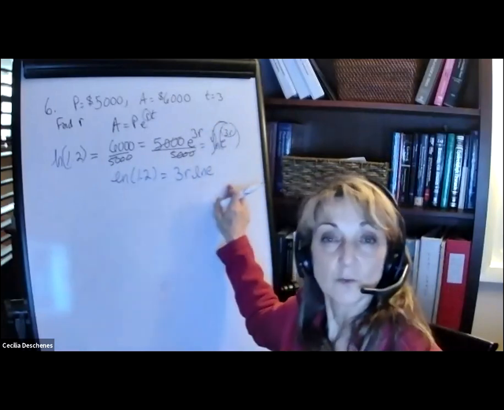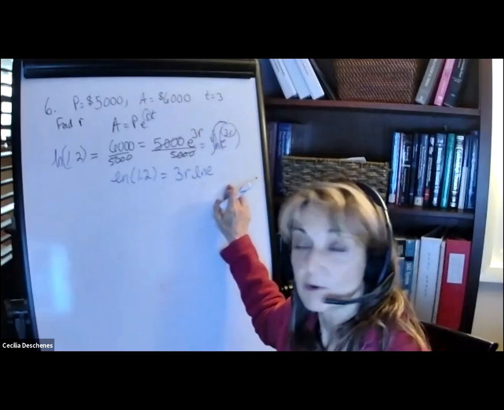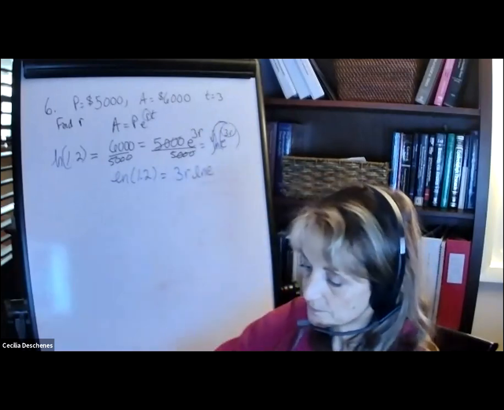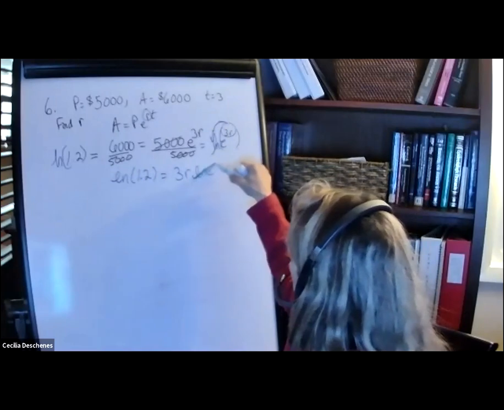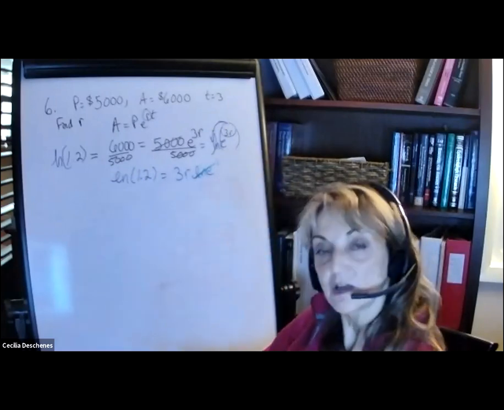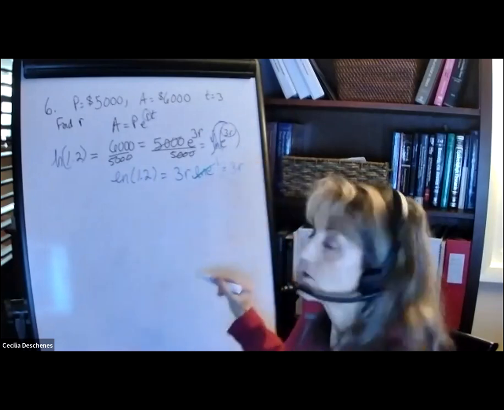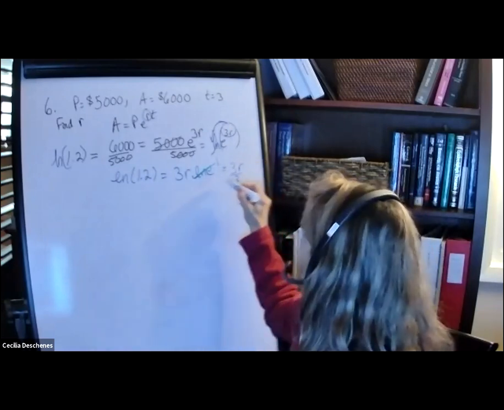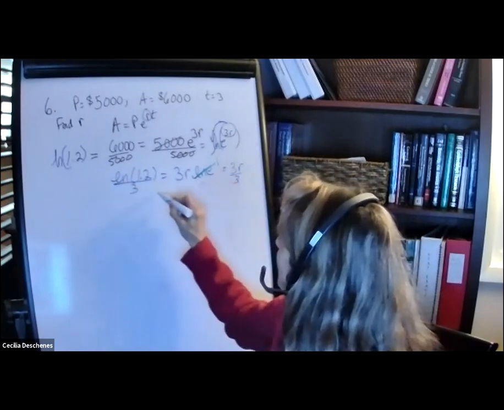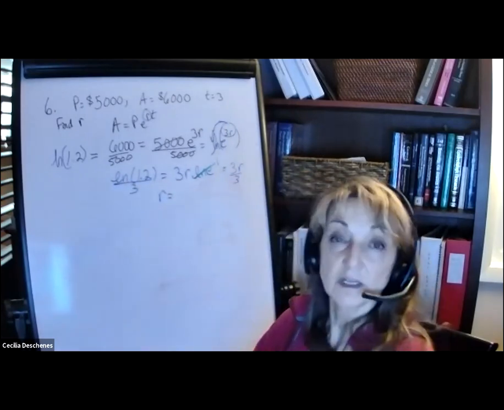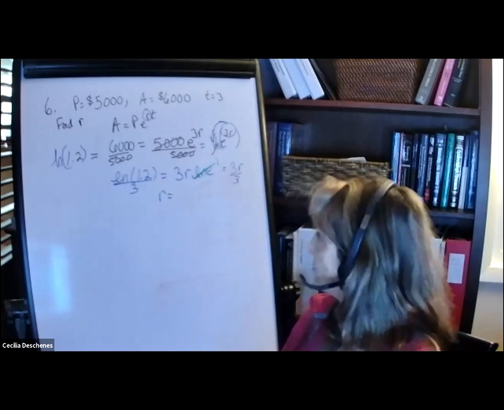Well, ln of e is just 1, so this problem is actually super easy, right? Because this is a disguised form of 1. So we're just left with 3r on the right. To solve this, we're just going to divide both sides by 3. And we're going to get that r is equal to the natural log of 1.2 divided by 3.